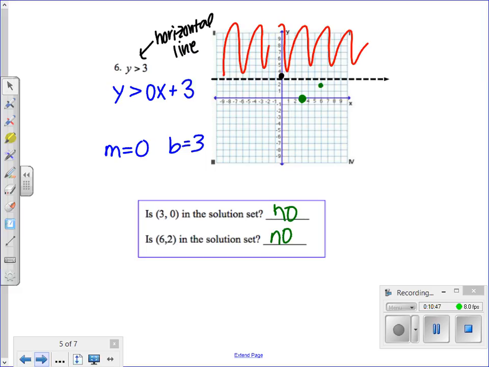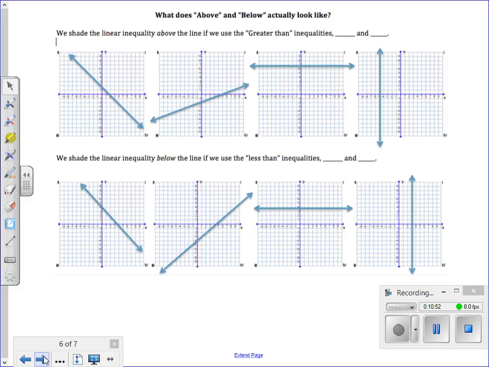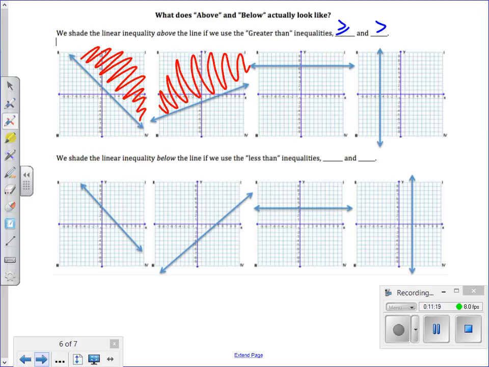All right, let's talk a little bit about shading, and then we'll be all set for this last set of notes of the unit. When I shade a linear inequality above the line, we use the greater than inequalities. That's greater than or equal and greater than. Shading above is always higher than the line. So in this first example, shading higher than the line would be shading this region right here. The next example, shading higher, would be here.